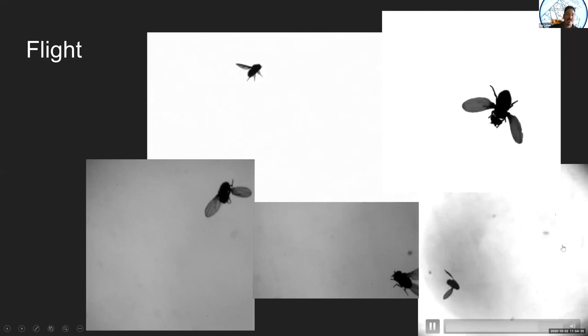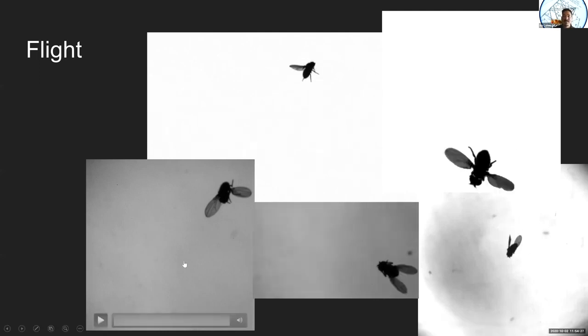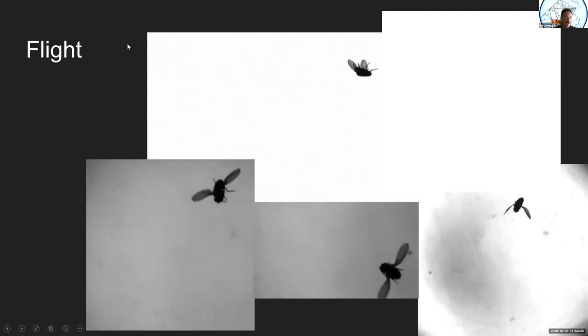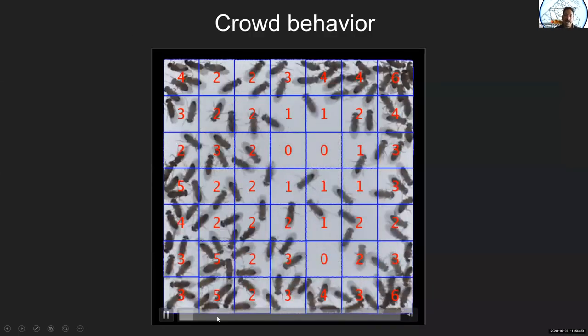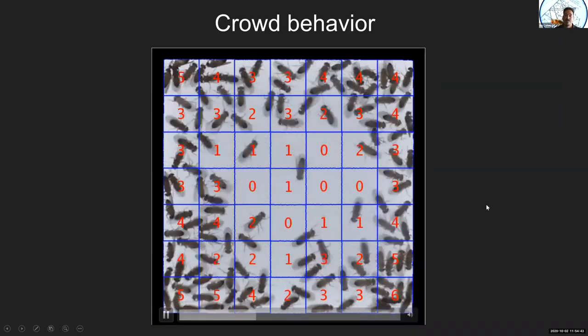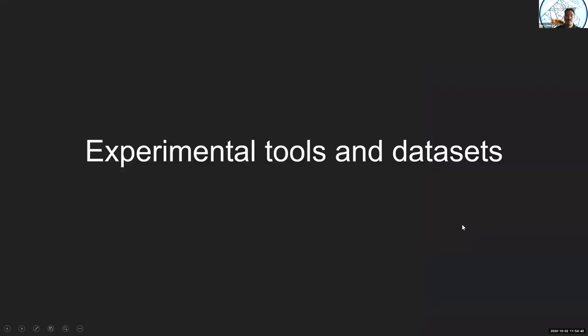How do insects learn how to fly in these different behaviors? Again, a fantastic behavior to explore and investigate. And so in all of these cases, this is where you would want to start using the fast cameras. And now we're getting into looking at groups of flies and crowd behaviors as these flies congregate in different arenas. There are a ton of experimental tools. I see my time is running out, so I'm gonna briefly go through these.